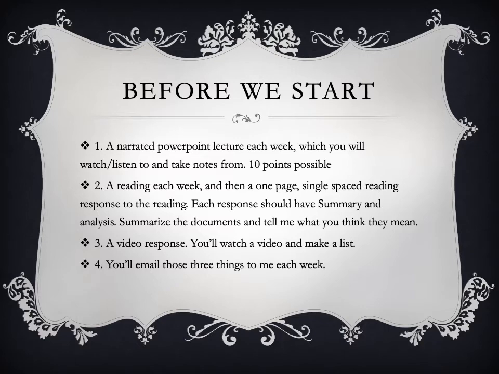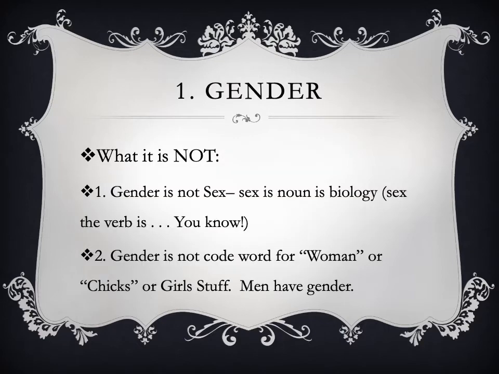Okay, next slide. Our 3 terms. I think we're just doing 3 terms. Gender. Gender is a word we use a lot in America right now, and I'm not sure we always know what it is. Here's what it's not. Gender is not sex. It is not sex the noun, and it is not sex the verb.